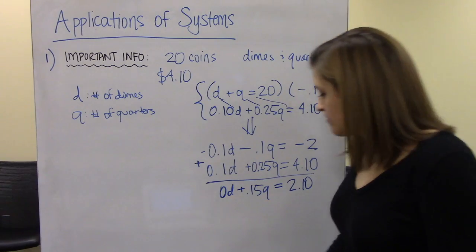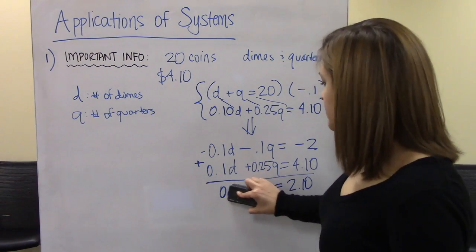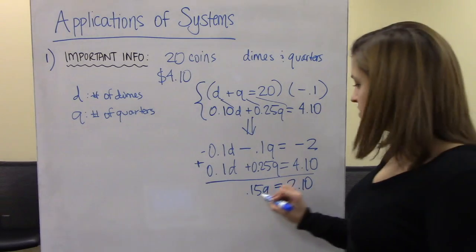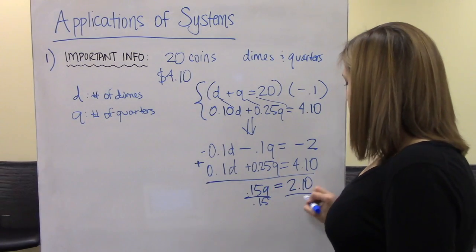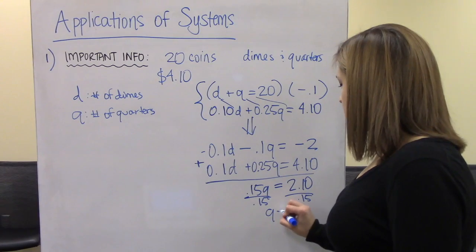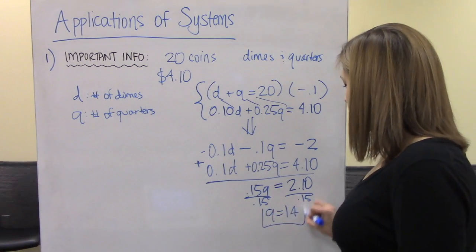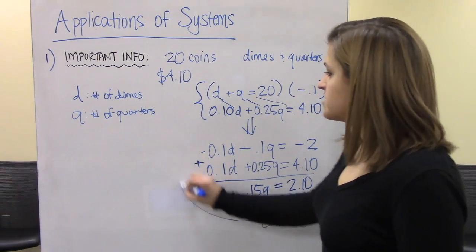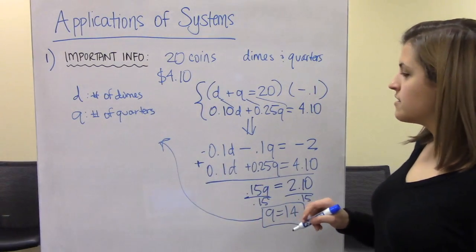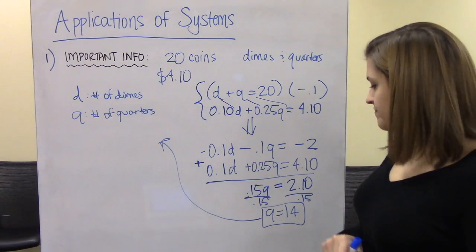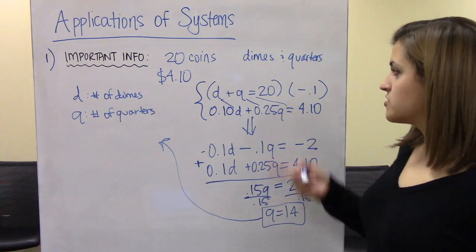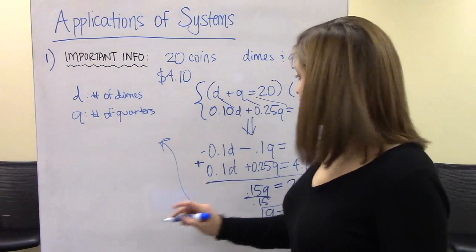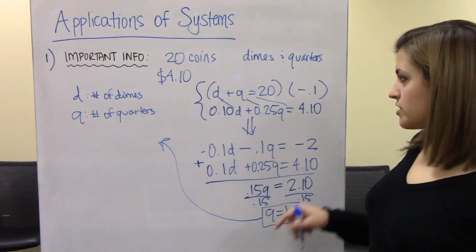So I really have 0.15 Q equals 2.10. So when I divide by 0.15 on both sides, I find that Q equals 14. All right, so the number of quarters I have is 14. Now I can use this to plug into one of my other equations, doesn't matter which one, to tell me how many dimes. So I might plug it into this first one, because that way I don't have to multiply by anything. So every time I see a Q, I'm going to plug in 14.